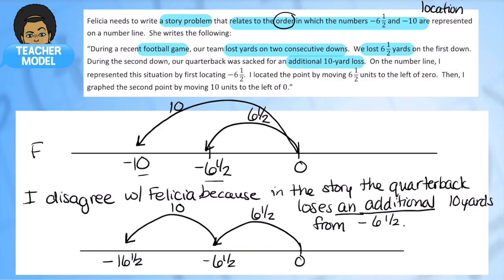So this is why I disagree, because the order of the two things that happened, they're not independent. They were happening consecutively, back to back. And my chart really shows a back to back. So I would say that Felicia needs a different story problem to connect these two numbers. Hit pause so you can also jot this down in your notes.